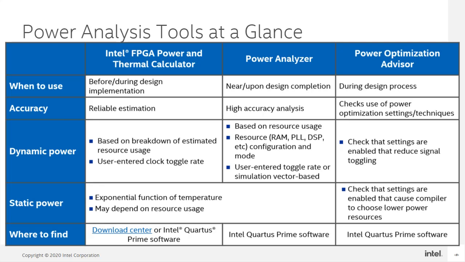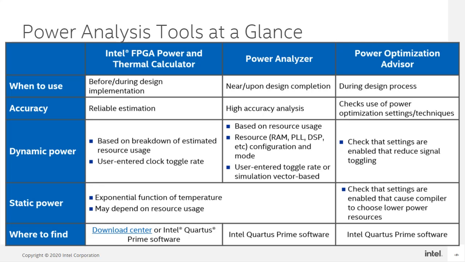Other power analysis and optimization tools are found in the Intel Quartus Prime software. They are meant to be used on a design that is finished or nearly finished, but they can be used at any point once the design is compiled to provide power estimates as a guide for performing power optimization. The Intel Quartus Prime software Power Analyzer creates highly accurate power estimates that are based directly off the FPGA design.